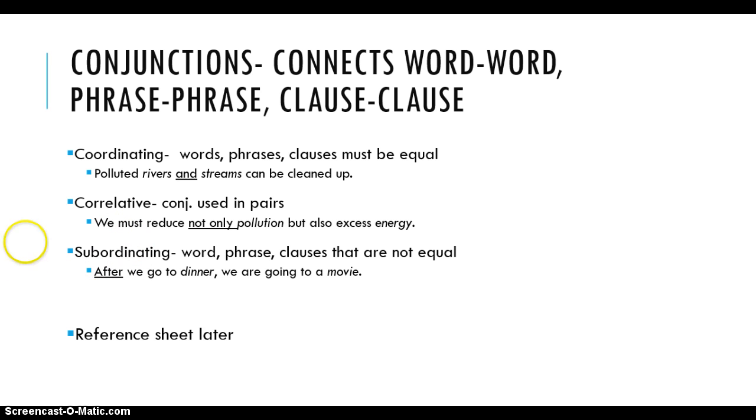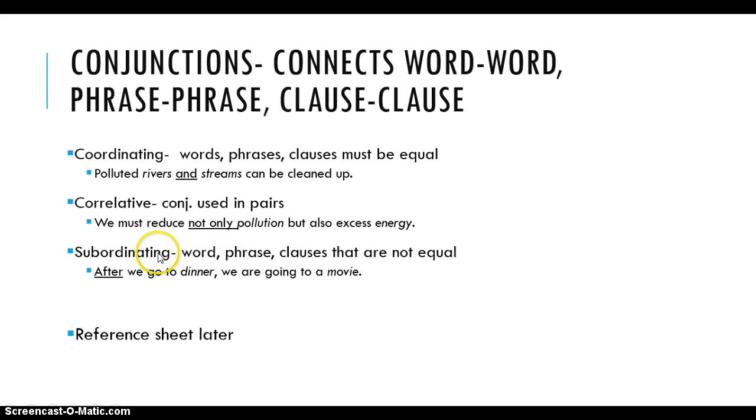But basically, if we look at the coordinating thing, these 2 things that we're talking about, they have to be equal. So we're saying both polluted rivers and polluted streams can be cleaned up. So that word and is our coordinating conjunction. And correlative conjunctions are just used in pairs. We must reduce not only pollution, but also excess energy. This not only is going to be your paired correlative conjunction.